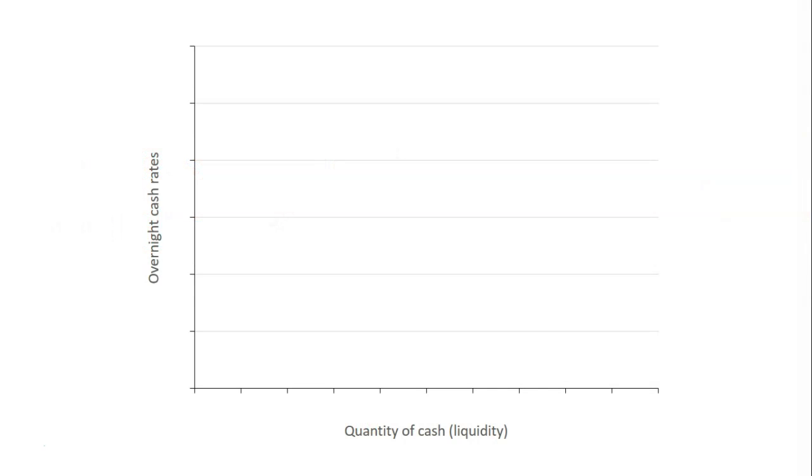In this video, I'm going to talk about what's called the cash market, or sometimes called the short-term money market, sometimes called the overnight cash market, and how the Reserve Bank of Australia influences this market.